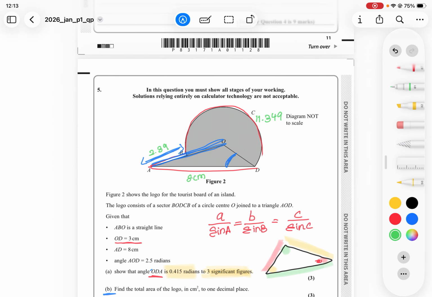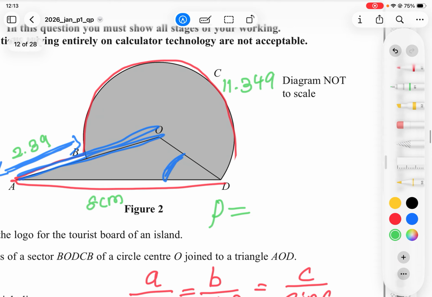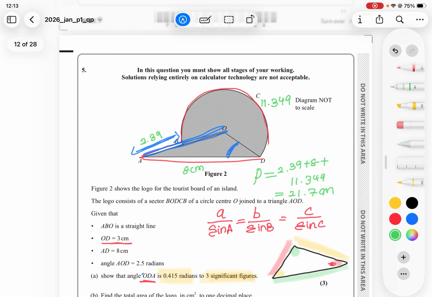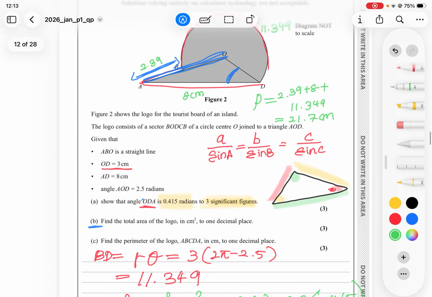With all of this information we can go to the perimeter. The perimeter would be simply adding all these three numbers, which is 2.39 plus 8 plus 11.349. So that will give us 21.7 cm, because they are asking for the answer to 1 decimal place.